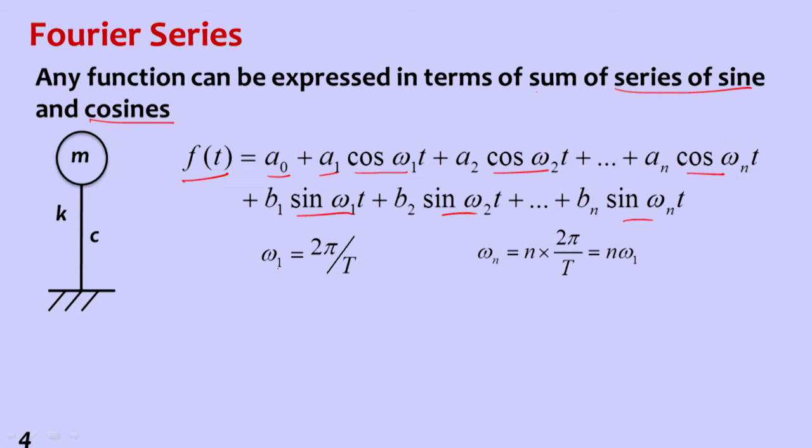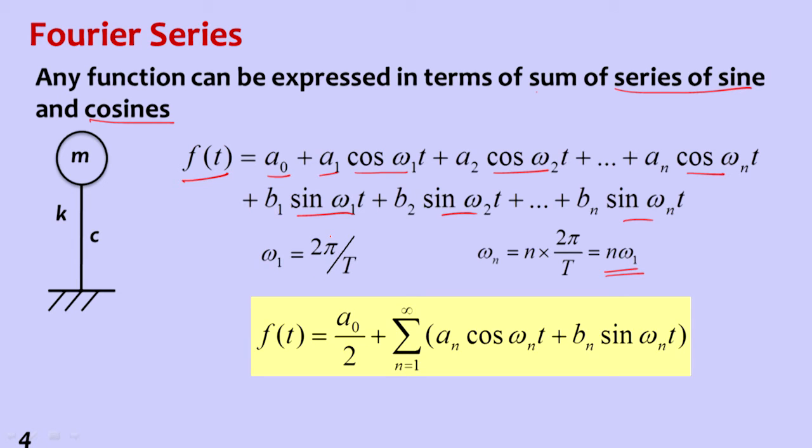Whereas omega 1 is as small a frequency as possible, that is 2 pi by T, where T is the period. And omega n is n times 2 pi by T. So omega 2, omega 3, omega 4 can be represented in terms of this. They are all linked with omega 1. Omega 1 is a small quantity, as small a frequency as possible.